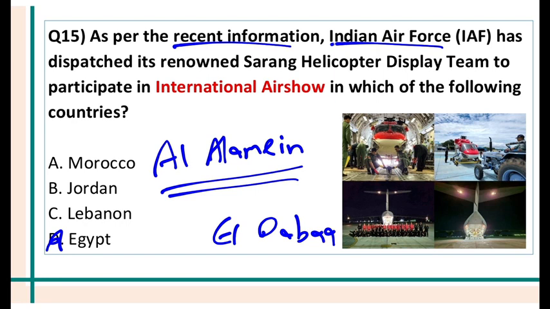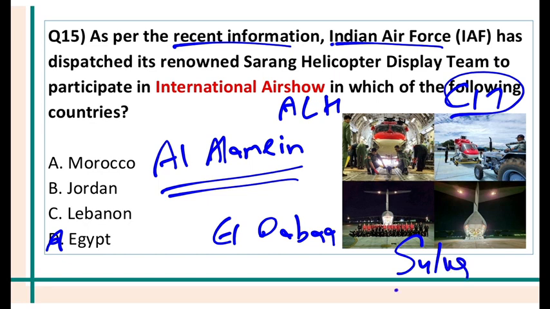Sarang team is known for their very precise helicopter aviation skills. They mainly use which helicopter? Advanced Light Helicopter, which is manufactured by Hindustan Aeronautics Limited. And these helicopters are transported to Egypt by C-17 Globemaster aircraft. Now, Sarang team is based out of Sulur. Sulur is a place in Tamil Nadu, near Coimbatore. The word Sarang means peacock in Sanskrit. So this team was formed in October 2003.